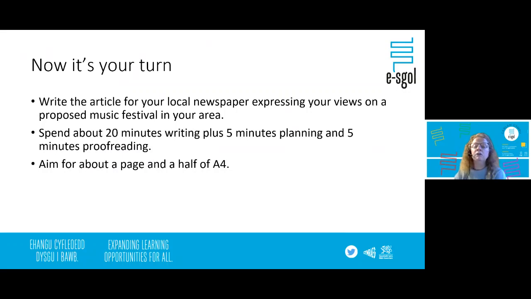Okay. All right, so if you wanted to have a practice of that, why don't you have a go at writing that article for a local newspaper, expressing your views, spend about 20 minutes on it, 5 minutes planning, 5 minutes proofreading. That would mean that you'd have about a page and a half, which would be just under the word recommendation for this particular paper. Okay, so you could pause now and you could have a go at that.